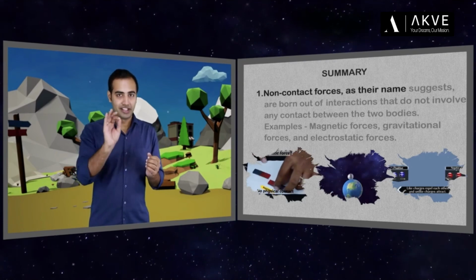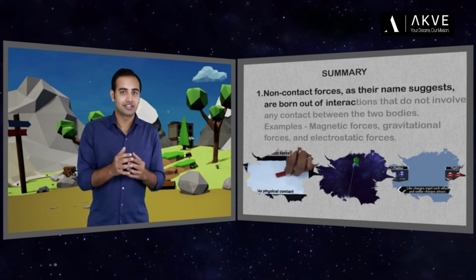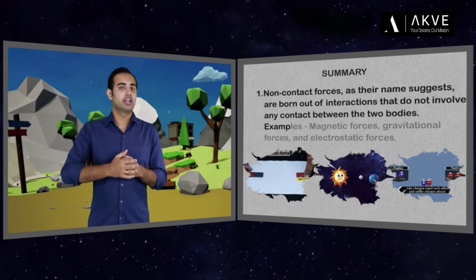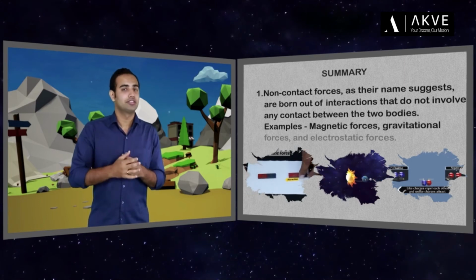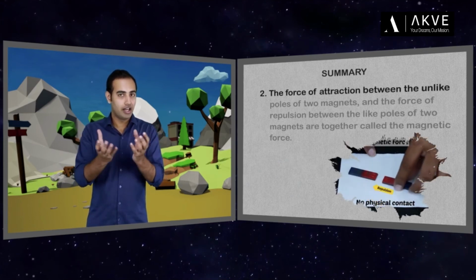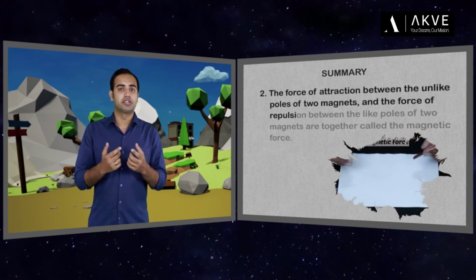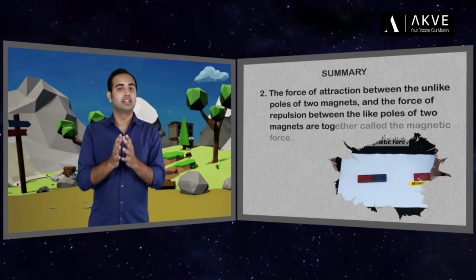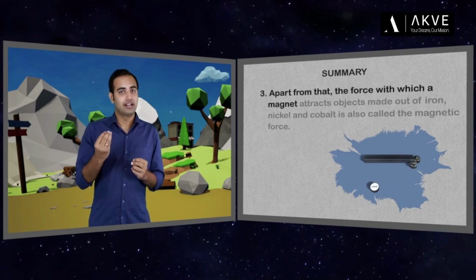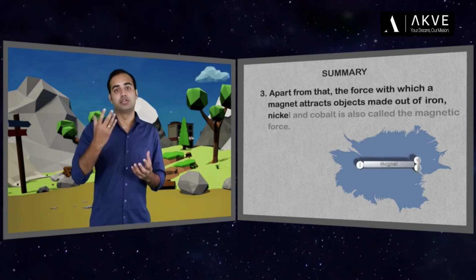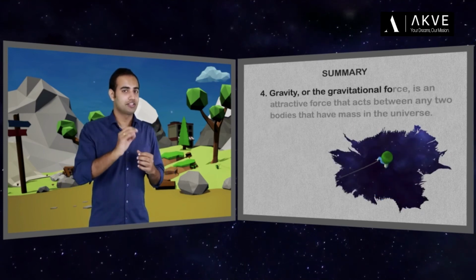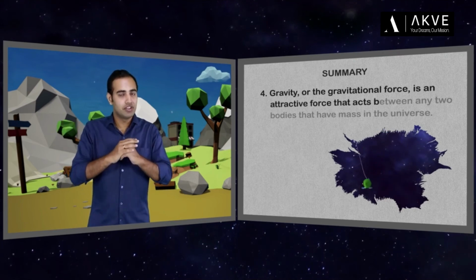Non-contact forces, as their name suggests, are born out of interactions that do not involve any contact between the two bodies. Examples of non-contact forces are magnetic forces, gravitational forces, and electrostatic forces. The force of attraction between the unlike poles of two magnets and the force of repulsion between the like poles of two magnets are together called the magnetic force. Apart from that, the force with which a magnet attracts objects made out of iron, nickel, and cobalt is also called the magnetic force.